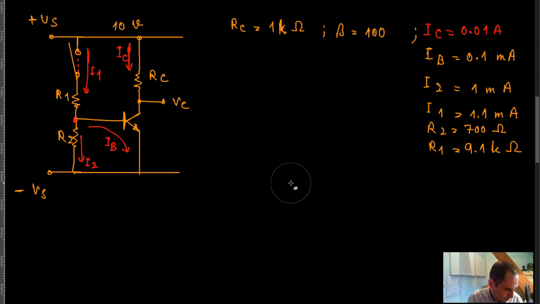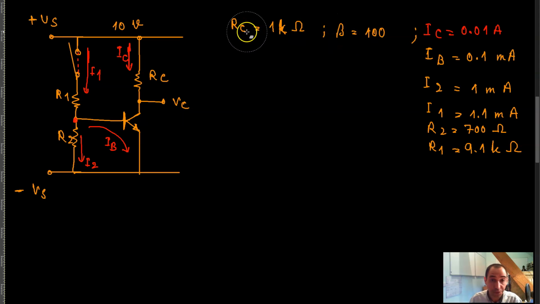Let me check my answer here. 700 ohms and, let me see. Okay, so the values are correct. There is nothing wrong with them. So let's do one more of these examples and then we will get to AC.